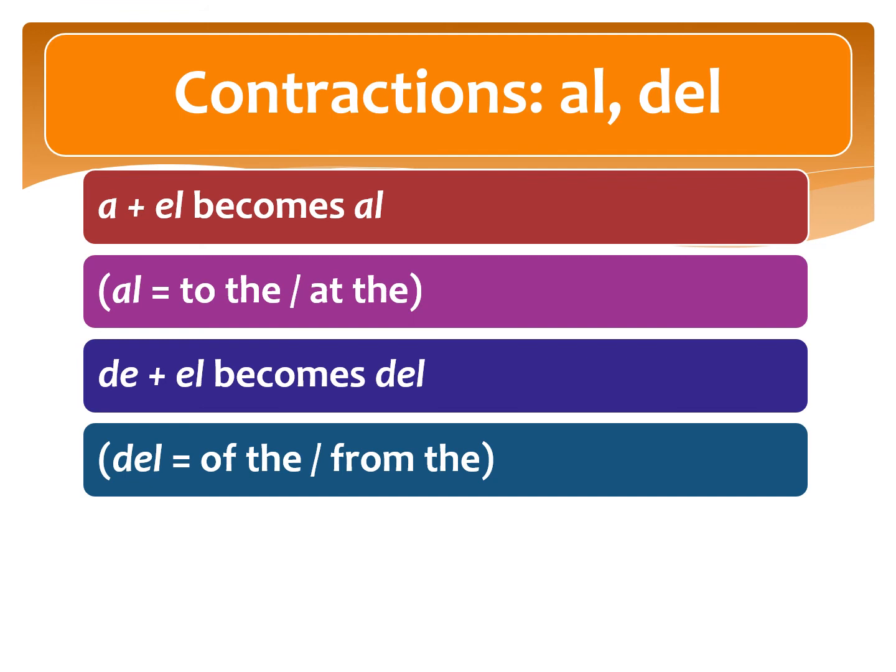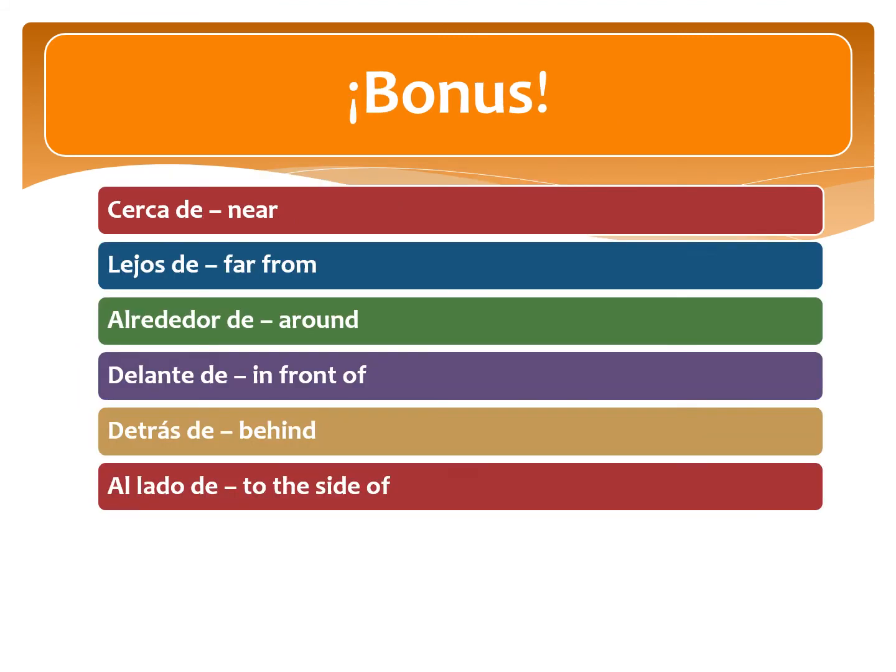But let's take a look at the contractions al and del. So a plus el becomes al. So al can mean to the or at the. De plus el becomes del. So del means of the or from the.